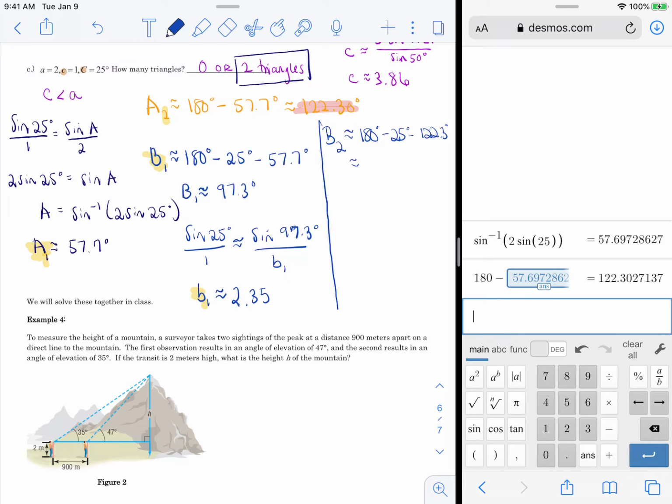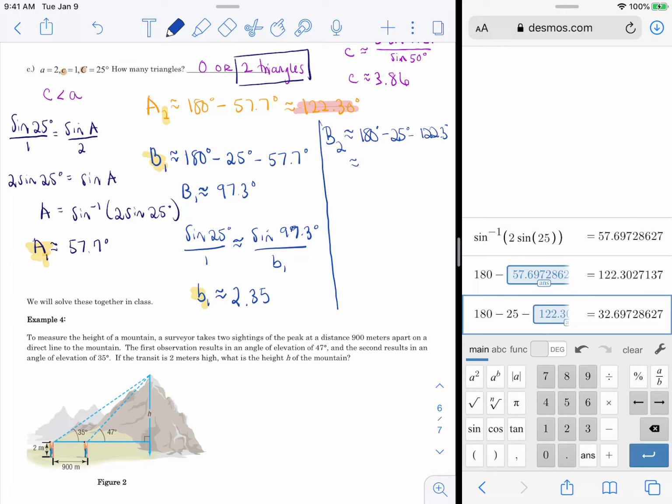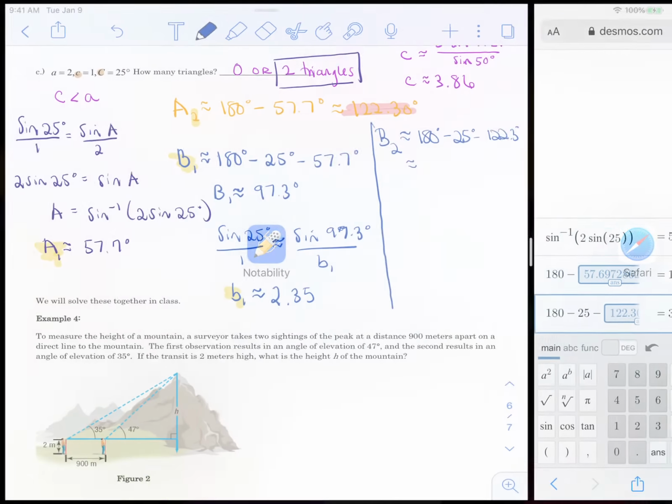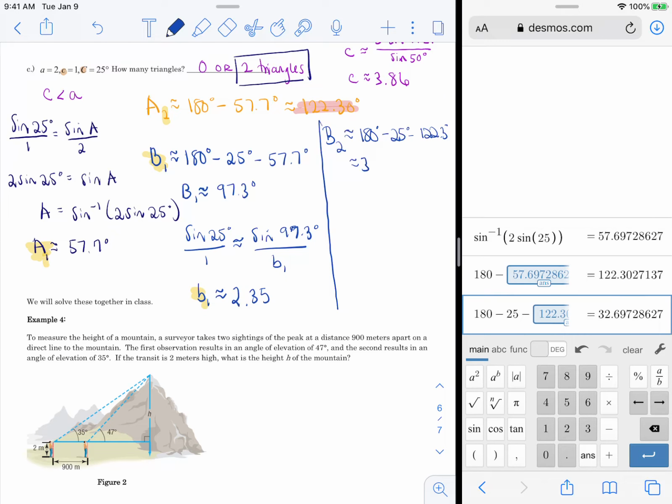So going back to Desmos, I set it up so my angle was in there, but remember, you can go up and grab it, or you can do answer. So 180 for the entire triangle. Take away what was given. Take away what you found, which, let me go ahead and put an answer. So my B sub 2 is 32.7. I'm going to just move this over a little bit. 32.7 degrees.